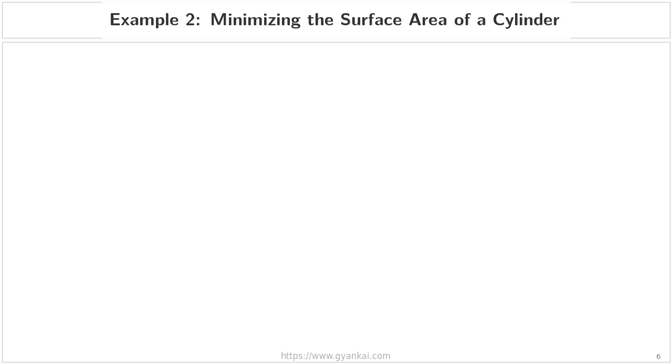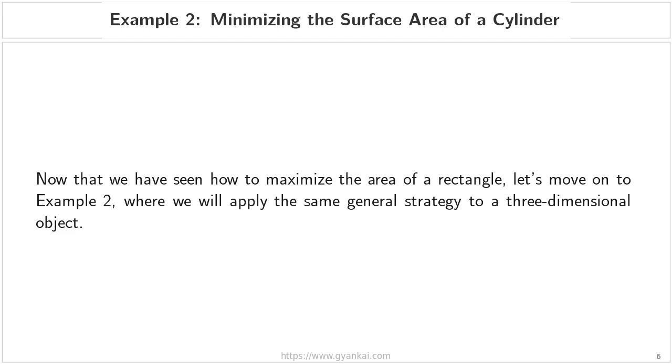Example 2, minimizing the surface area of a cylinder. Now that we have seen how to maximize the area of a rectangle, let's move on to example 2, where we will apply the same general strategy to a three-dimensional object.